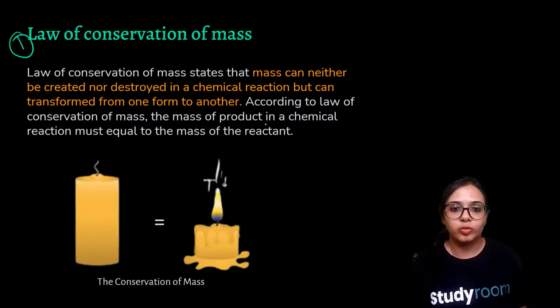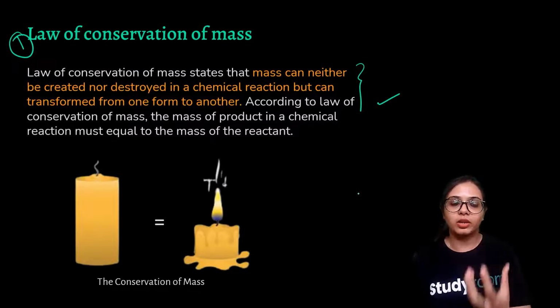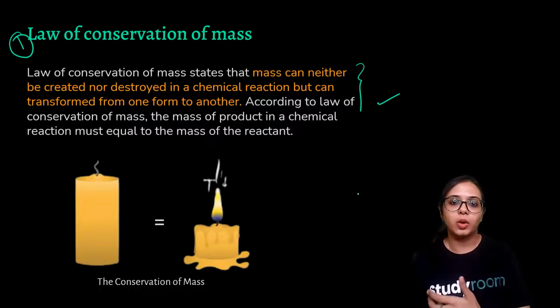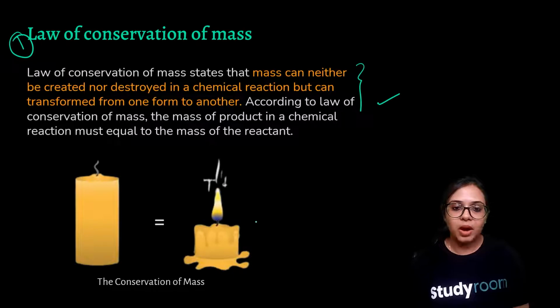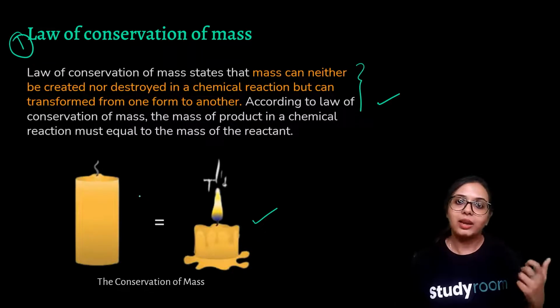The law of conservation of mass states that mass can neither be created nor destroyed in a chemical reaction, but can be transformed from one form to another. So what we see here is that the amount of matter that exists in nature of a particular element or compound, when it reacts with some other element or compound, the resultant mass that we get would be the same mass that we had previously.